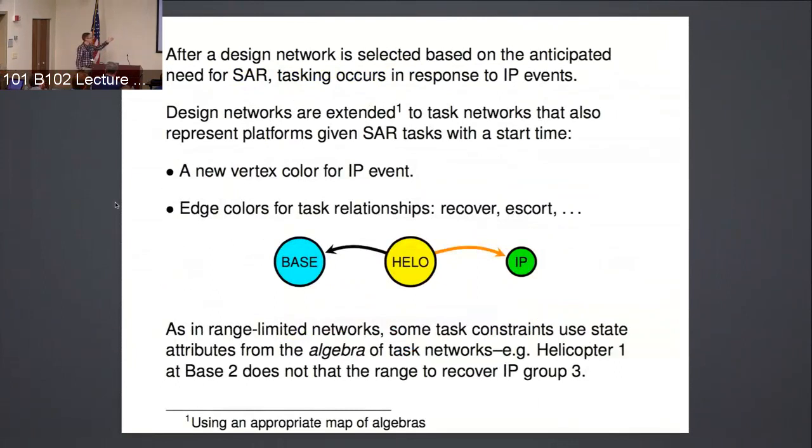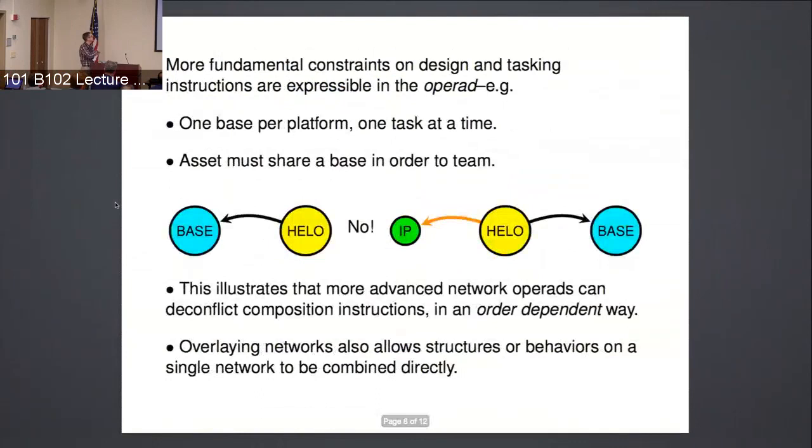And as John was talking about, in these range-limited networks, you can put some constraints on tasks right in the algebra. So just like range-limited network, you can say, okay, maybe this helo, if it's at this particular base, maybe that base is really too far from this particular IP for it actually to make sense. But a little bit more interesting is encoding constraints on these instructions. So what you would like is whenever you're looking at instructions, you don't want the instructions to not make sense, right?